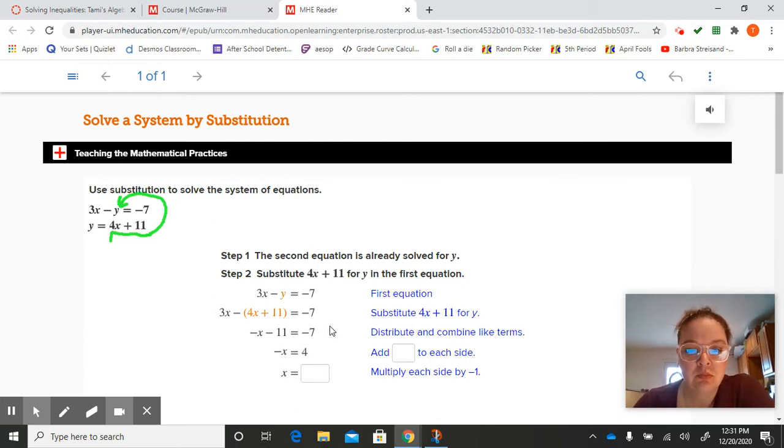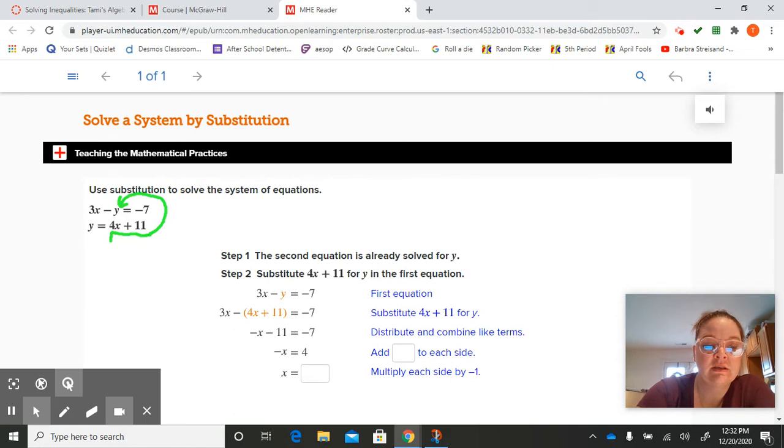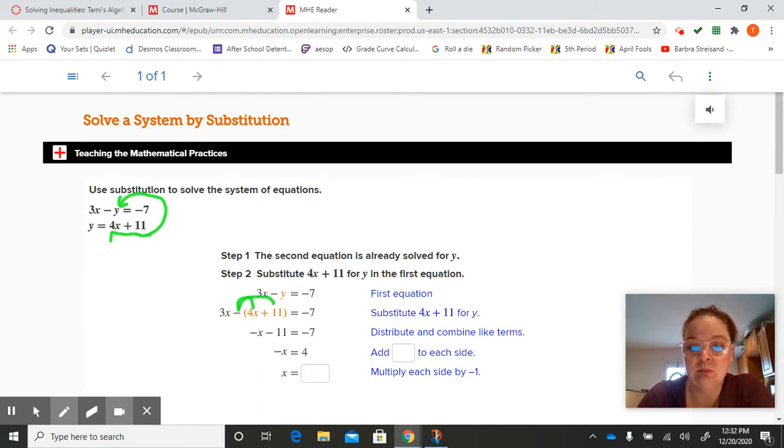of answers. So here we have 3x minus y equals -7. That's our first equation. And in the second step here, they've put in 4x plus 11 for y. They substituted it in. That's where the substitution idea comes from. Then we take our 3x minus, and we distribute that negative sign into there. And we get 3x minus 4x minus 11.